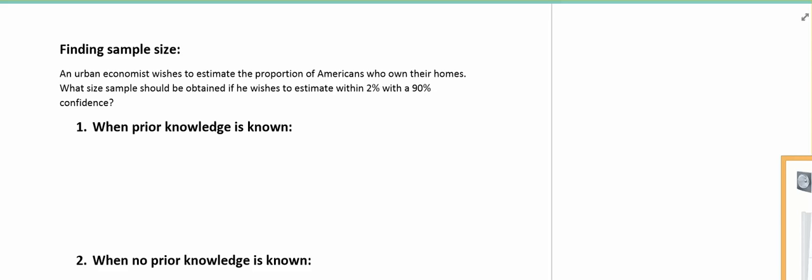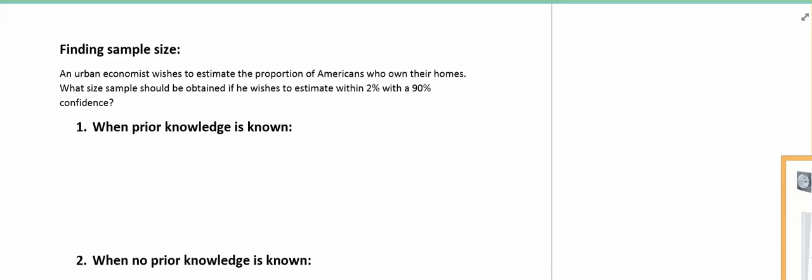I have an economics professor that drives me crazy with statistics all the time, but here we have a situation where we want to estimate the proportion of Americans who own their own home. What sample size would we need in order to estimate within a 2% error at a 90% confidence?